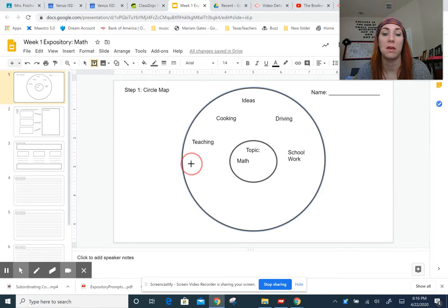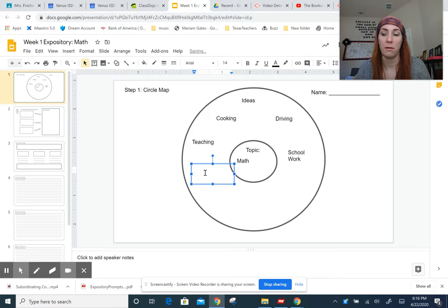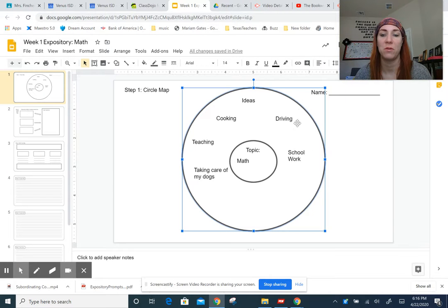I use math when I take care of my dogs. So I need to know how much food to serve them. I always have to count to make sure I know how many dogs are with me because I have 5. So it's easy to forget that one of them is outside. So I'm always counting as I let them in and out to use the restroom. So I have 1, 2, 3, 4, 5, 6. I need 2 more ideas.